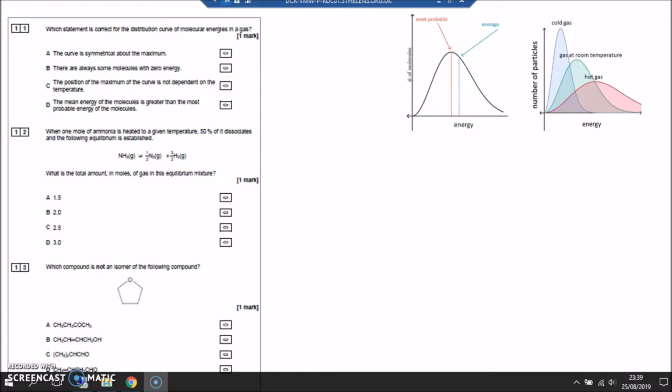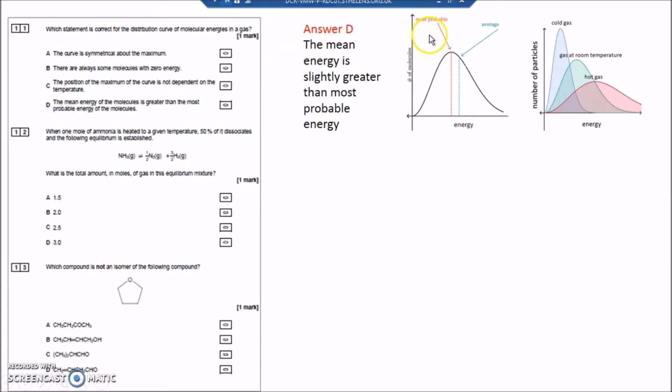The position of the maximum of the curve is not dependent on the temperature. No, the position of the maximum of the curve does change with the temperature, and it goes to the right-hand side as you increase the temperature, so it must be answer D. D, the mean energy of the molecules is greater than the most probable energy of the molecules. Yes, it is. If you look here, the average is to the right of the most probable energy.